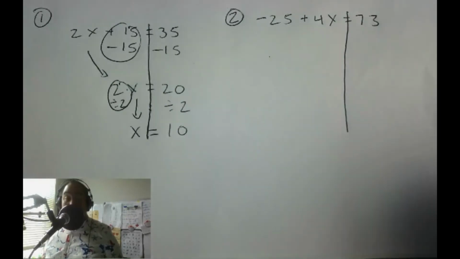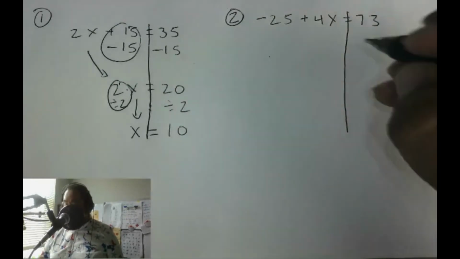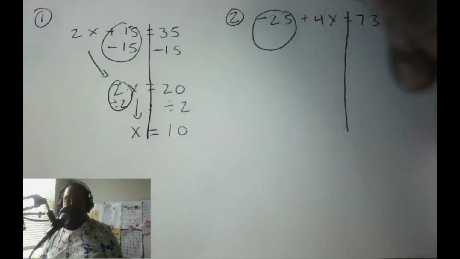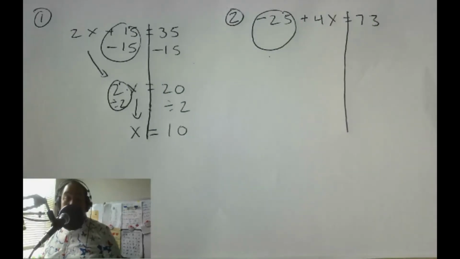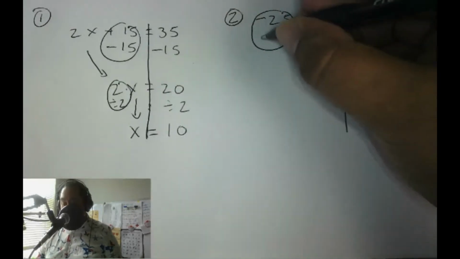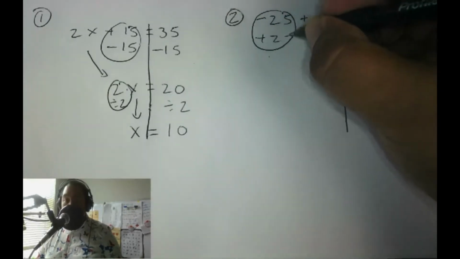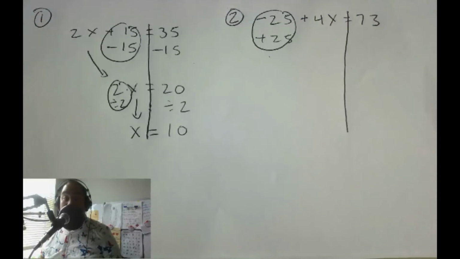So the first thing I want to get rid of is that constant, negative 25. Now to get rid of a constant, I'm going to do the opposite or the inverse of what it is. So this is a negative 25, so the opposite of a negative 25 is a positive 25. So I'm going to be adding 25. So getting rid of a constant, I'm either adding or subtracting. So to get rid of the negative 25, we're adding 25. So a negative 25 plus a positive 25, that's going to equal 0.